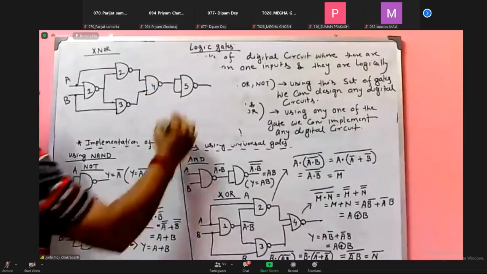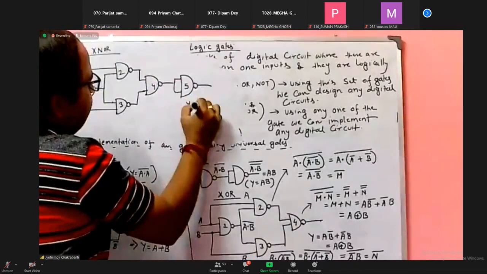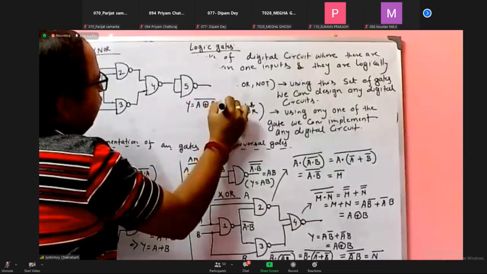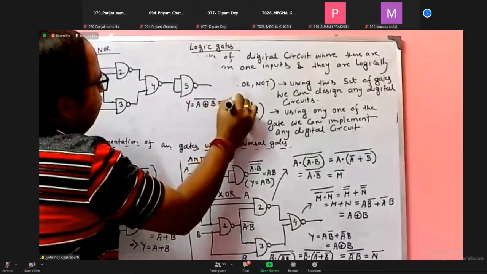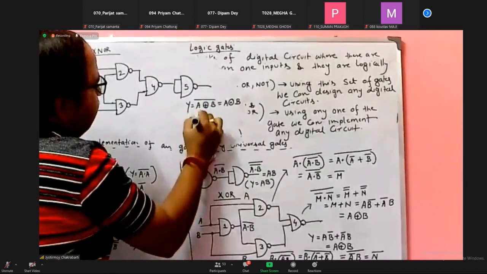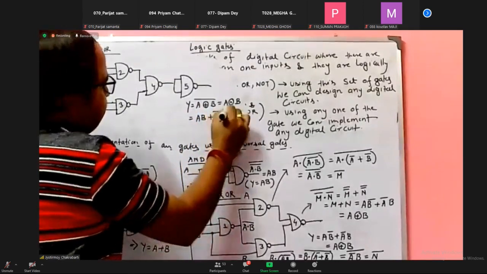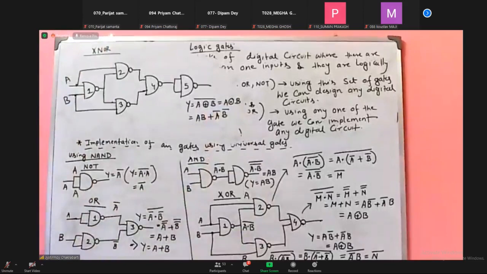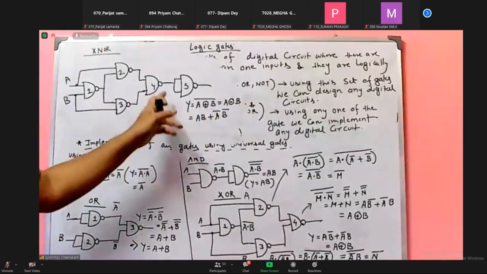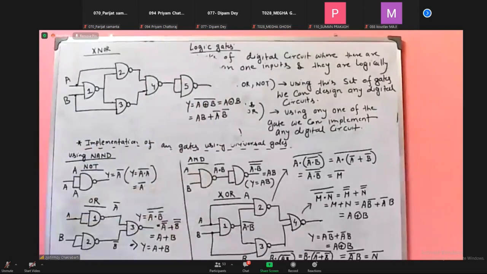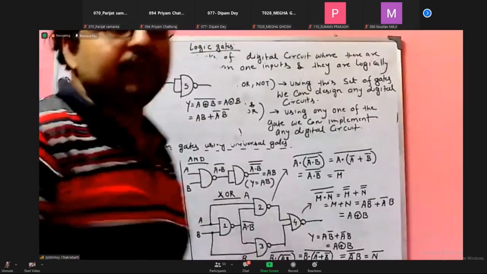So A XOR B bar is equal to A XNOR B, that is equal to AB plus A bar B bar. Okay, so along with this XOR, if you add another inverter, you will have an XNOR, exclusive NOR.